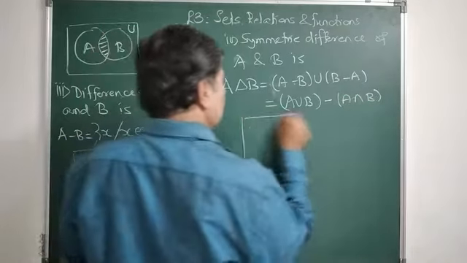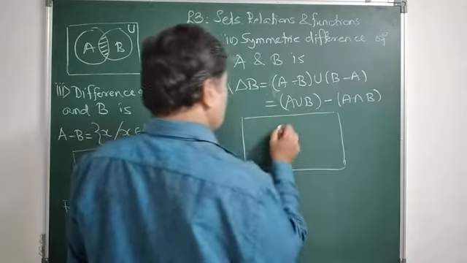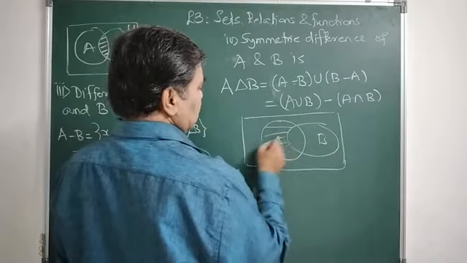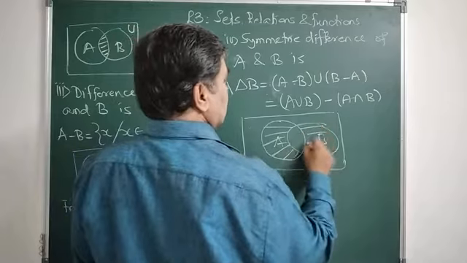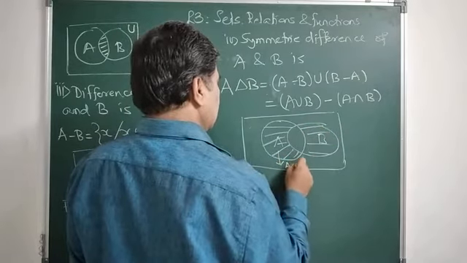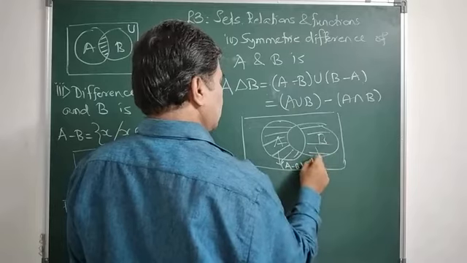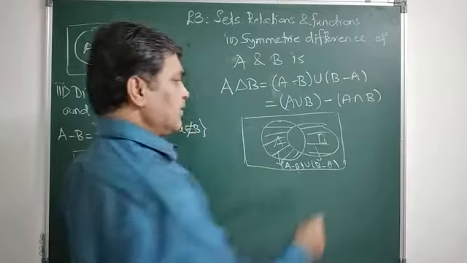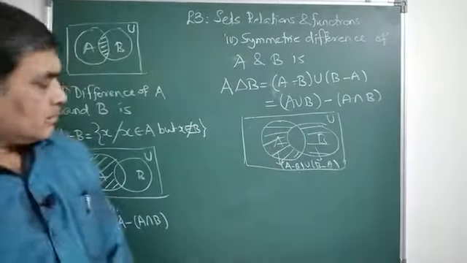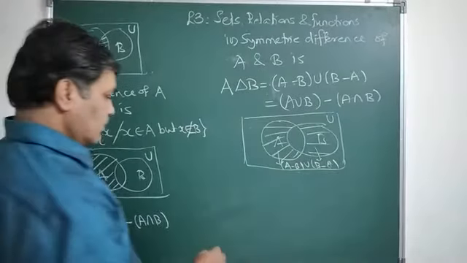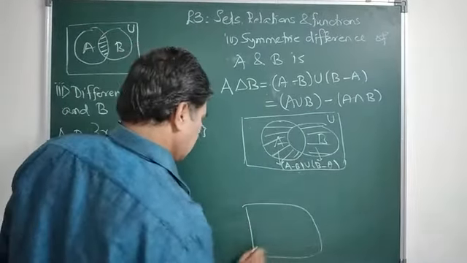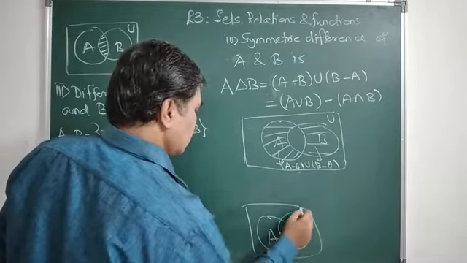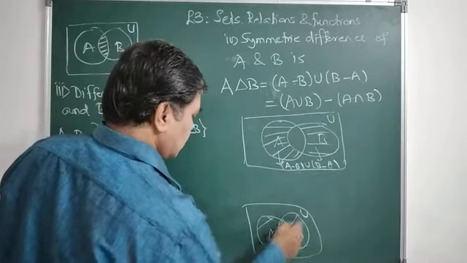By Venn diagram you can observe this is A set, this is B set, A minus B is this part. This is B minus A. And this is precisely A union B minus A intersection B. Now, what is the union? A, B, A union B.